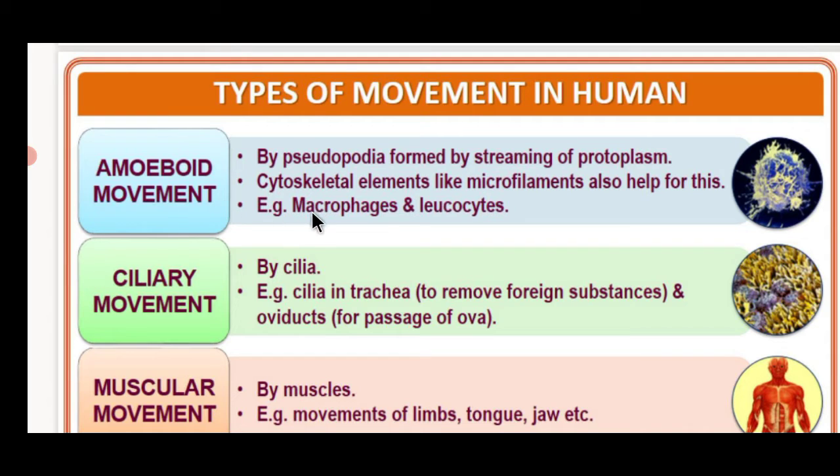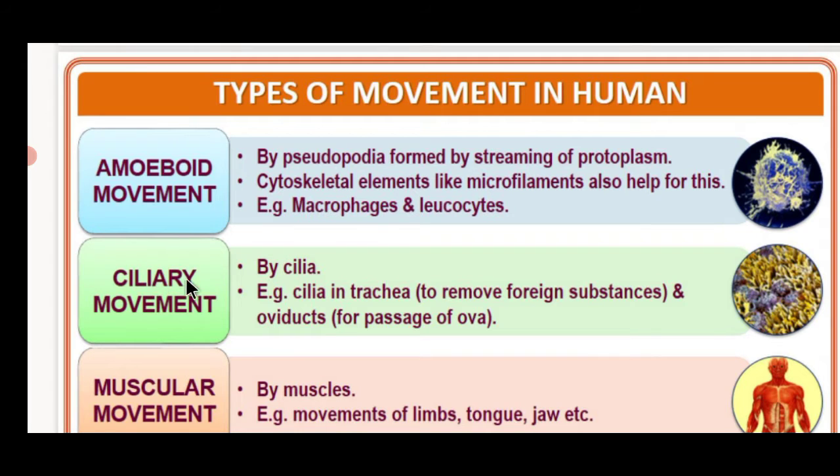Here we have some cells in our body. These are macrophages and leukocytes. They are a part of our defense mechanism. That is, these are WBCs, and while engulfing the antigens, the disease causing particles, they move by using pseudopodia, formed by streaming of protoplasm. Also, cytoskeletal elements like microfilaments help in this.